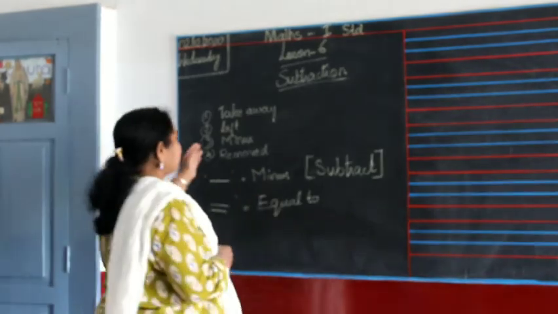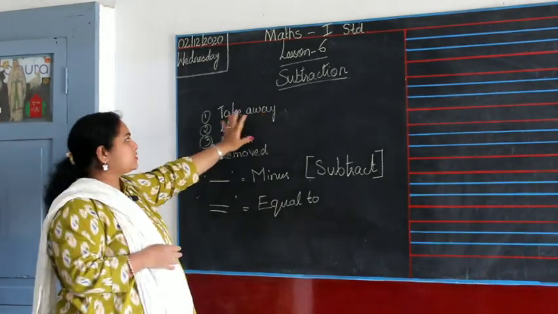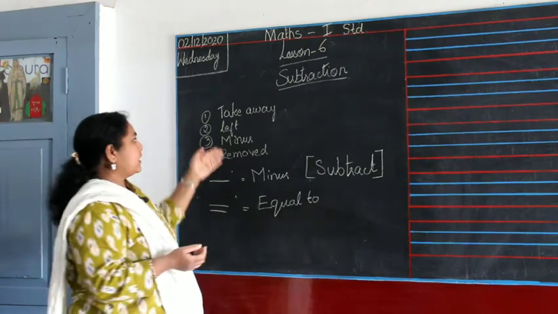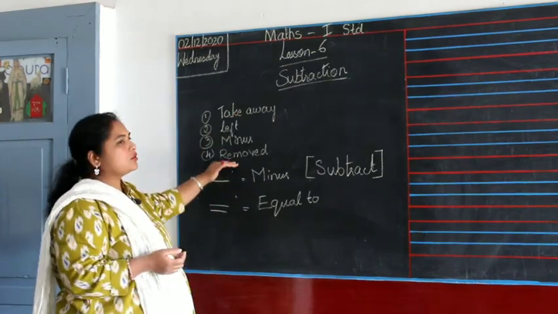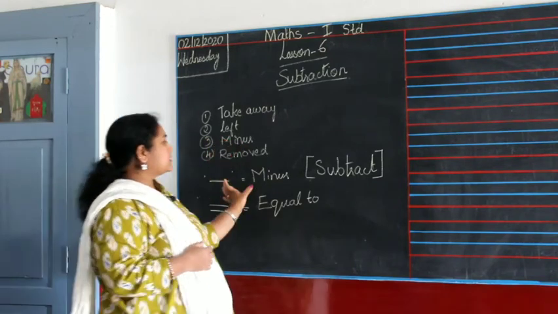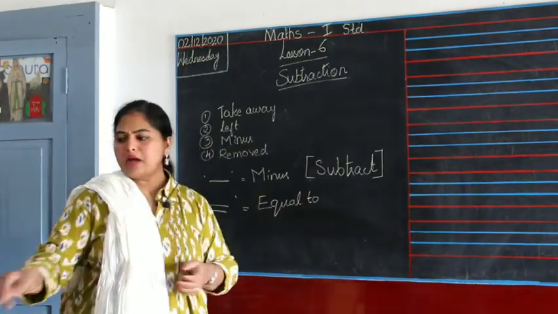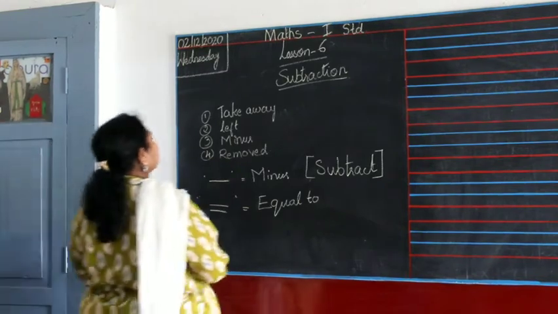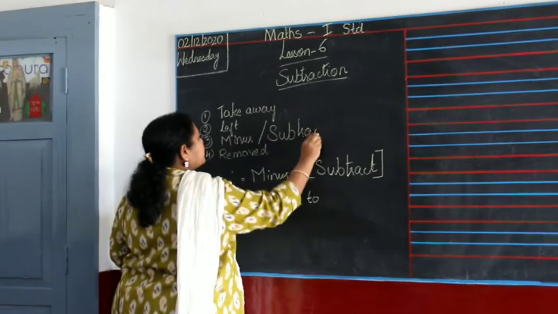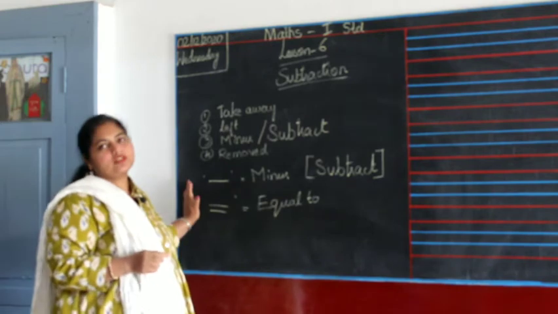Right? So these are a few terms which are related to the lesson subtraction. Take away is one of the words which is related. Left: once you take away, how many are left? That is related to subtraction. Removed, take away, remove. And minus is a sign which is given for subtract. So when you say minus, that again means subtraction. Subtract is a word which you will get in subtraction.